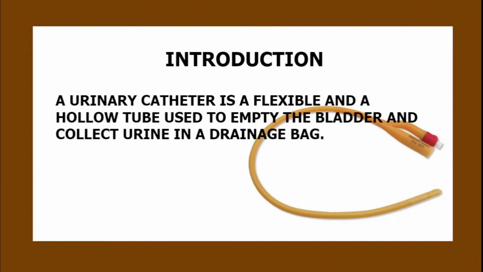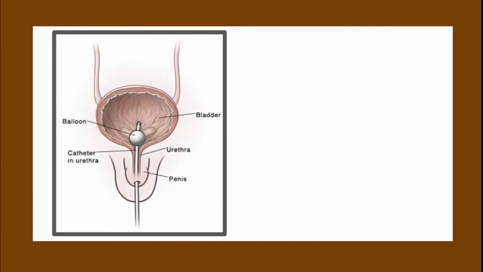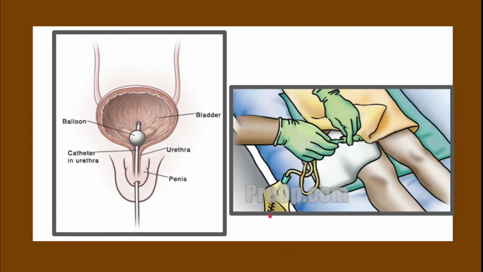So a urinary catheter is a flexible and a hollow tube used to empty the bladder and collect urine in a drainage bag. So the catheter usually remains in the bladder. It allows the urine to flow through it and into the drainage bag. This is the flexible tube which is inserted into the bladder for easing empty into the drainage bag, and this is the drainage bag.